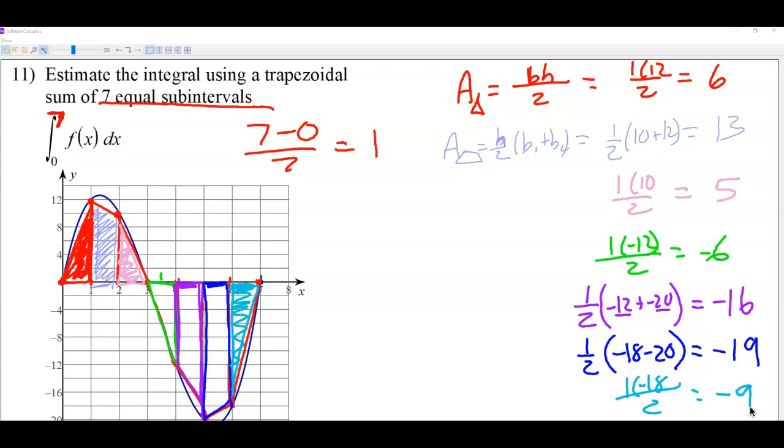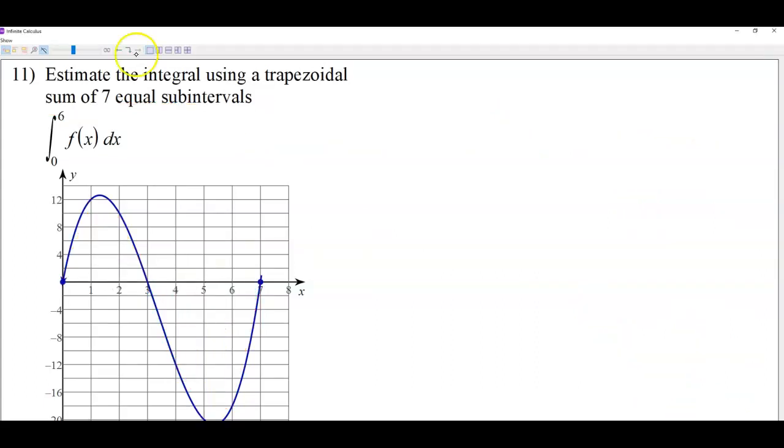And then you just add everything all up there. So the 6's cancel, right? The rest of this, I think I'm just going to cheat and use a calculator. So here we go. We have 13 plus 5 minus 16 minus 19 minus 9. Getting a total answer of -26 would be the estimate for that. And that'll do it.